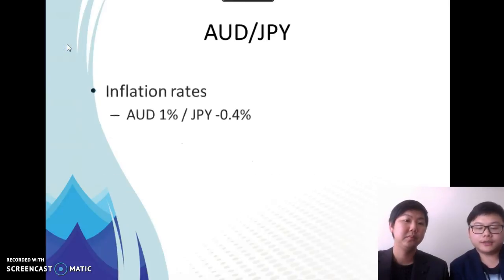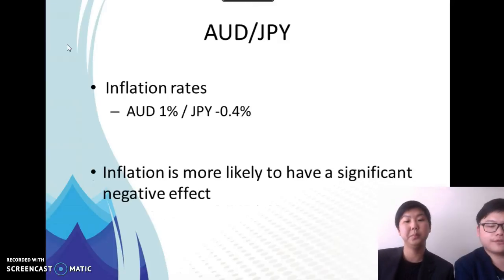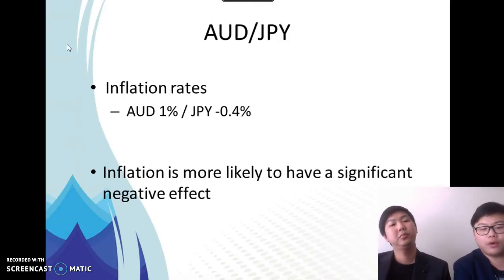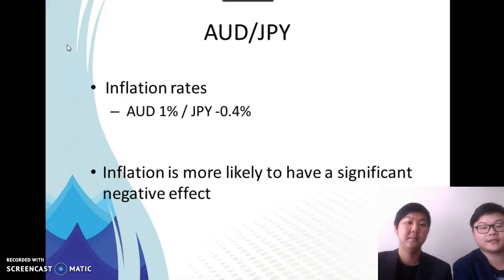The inflation rate for Australia and Japan are 1% and negative 0.4% respectively. The higher inflation rate, the lower purchase power is in the future because the price of products increase at a faster pace. This suggests that Australia has higher inflation rate than Japan, and the price of product and service increase fast in Australia. The purchase power parity suggests that Australia would depreciate against the Japanese yen.